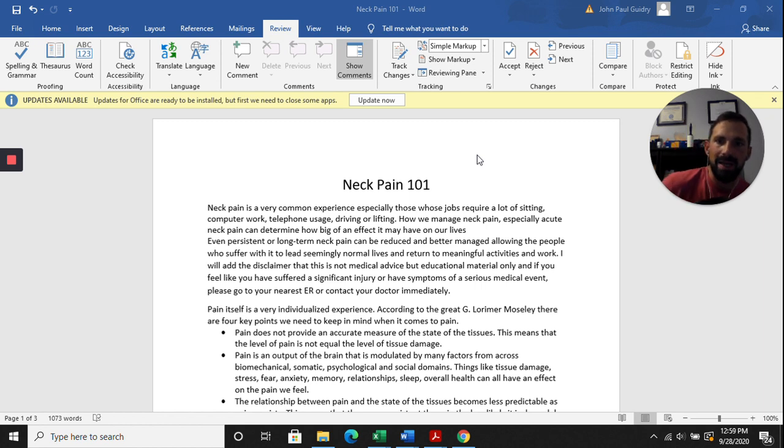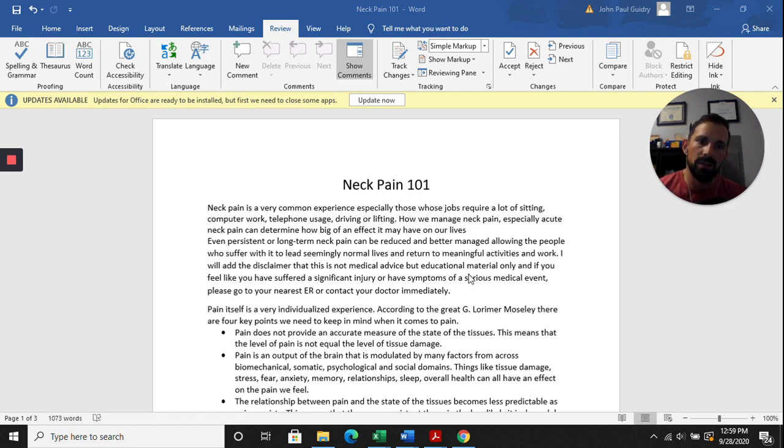So neck pain in itself is a very common experience, especially for those whose jobs require a lot of sitting, a lot of computer work, telephone usage, driving, or lifting. How we manage that neck pain, especially in acute onset situations, can determine how big of an effect it can have on our lives. Even persistent or long-term neck pain can be reduced and better managed, allowing people who suffer with it to lead normal lives and return to meaningful activities and work.